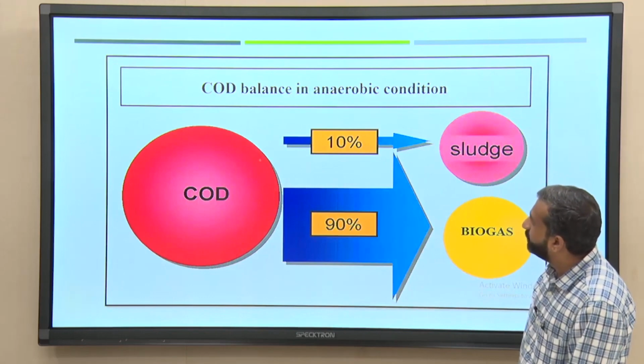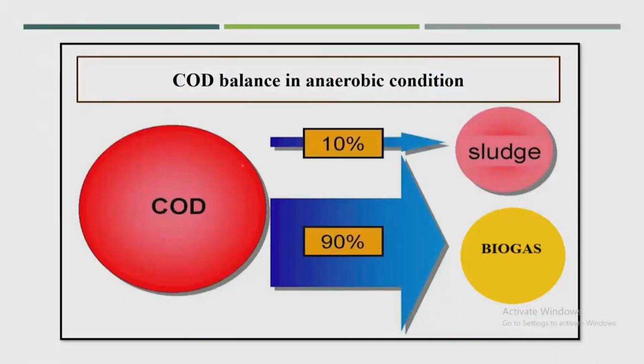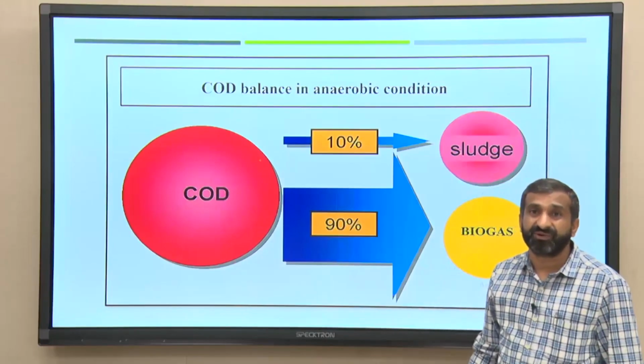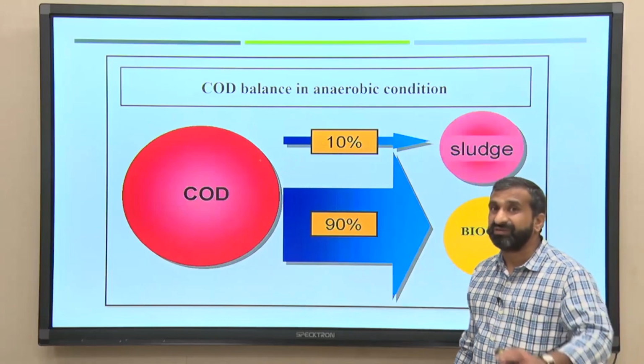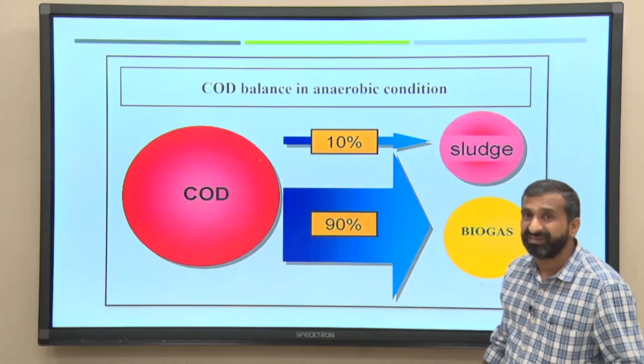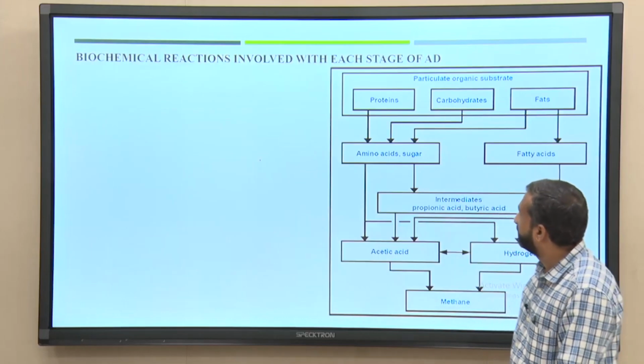If you see the COD balance, or chemical oxygen demand, which is nothing but the organic matter in the anaerobic digestion process, 90% will be utilized for biogas production, and only 10% goes to sludge or digestate production. That is why the anaerobic digestion process is a highly beneficial process.